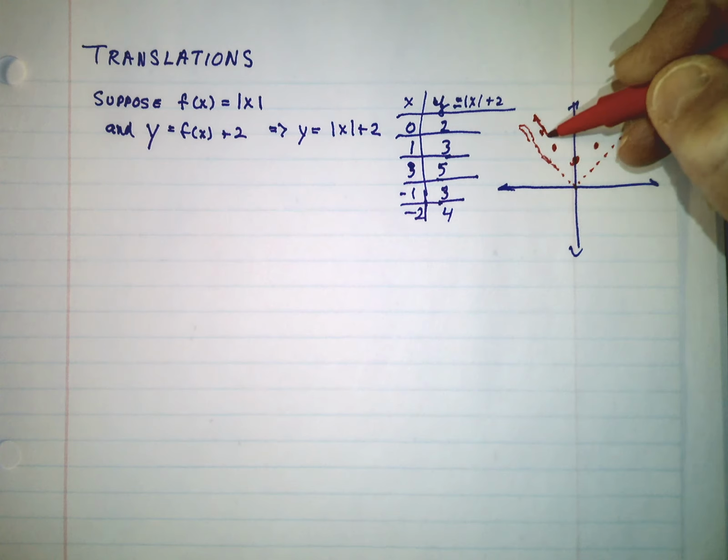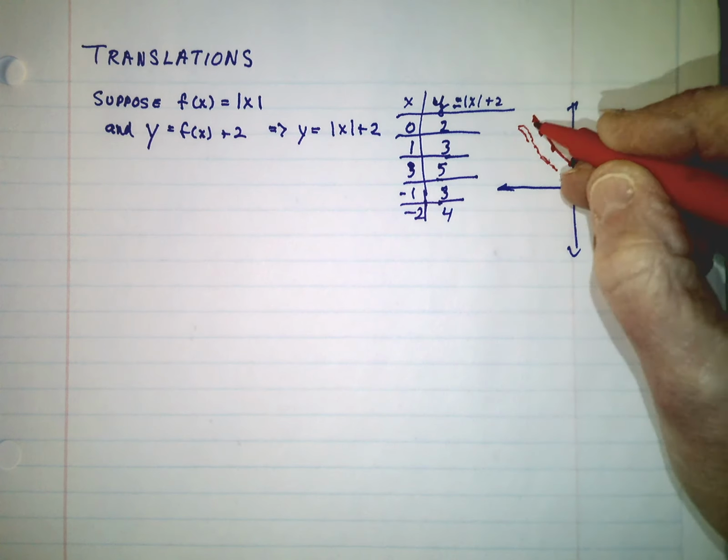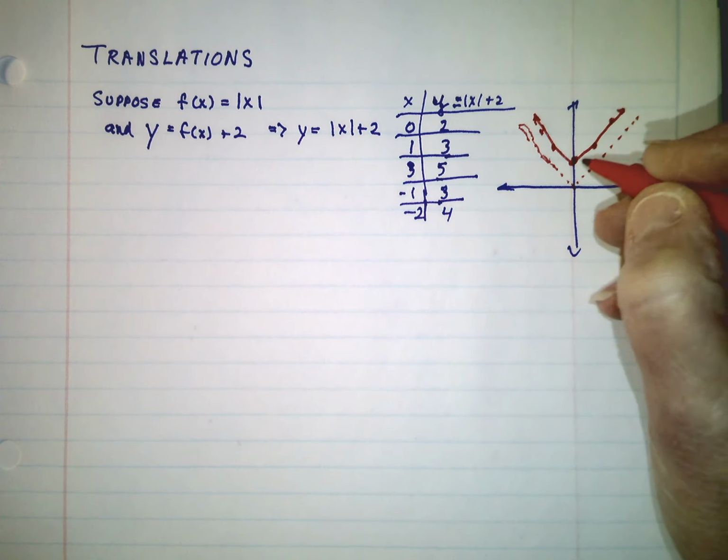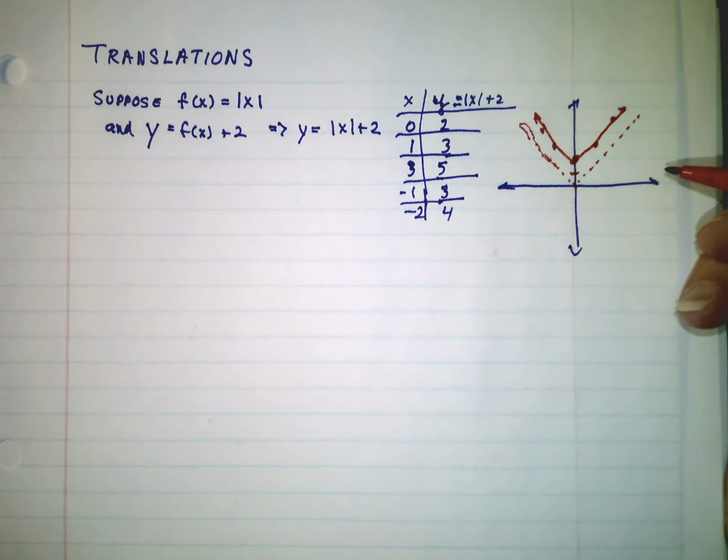So this one did get raised, and this was supposed to be a 1 and a 2 there, did get raised 2 spaces. Took the original parent function, and just raised it up 2 spaces. Was that what you predicted? How about we try another one?